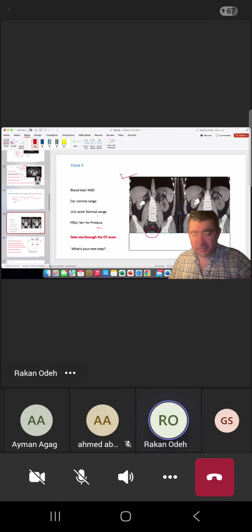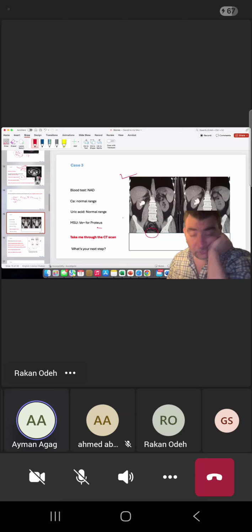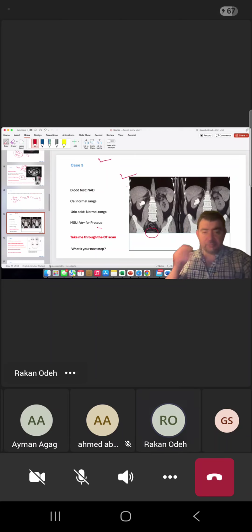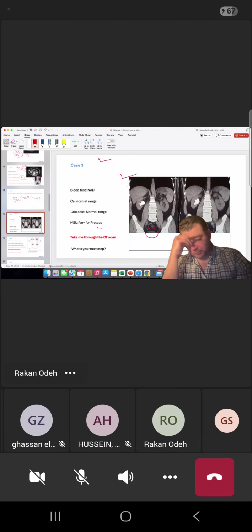What's your next step for this lady? So I would counsel the patient about the CT scan finding and request a DMSA scan. Why do you want to do DMSA scan for this lady? Because it's a staghorn stone, so I would assess the split function of that kidney and also the function of the contralateral kidney before planning for any intervention.